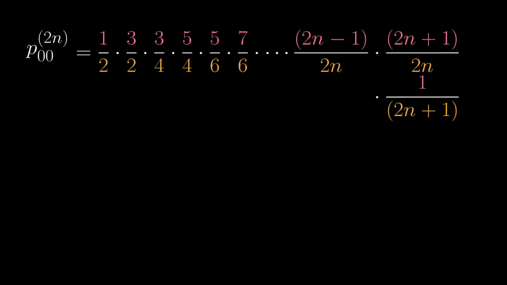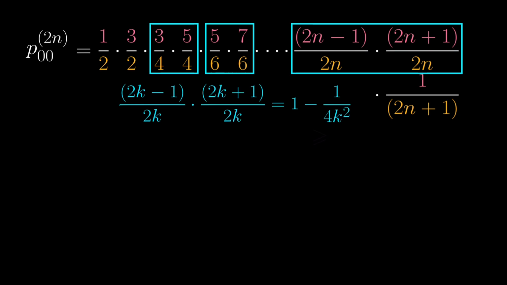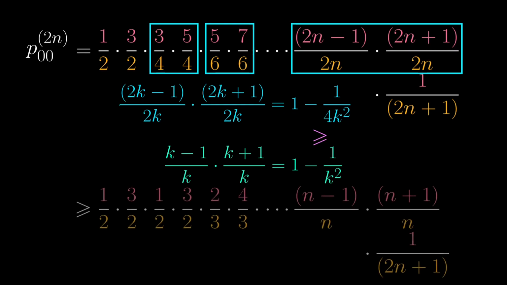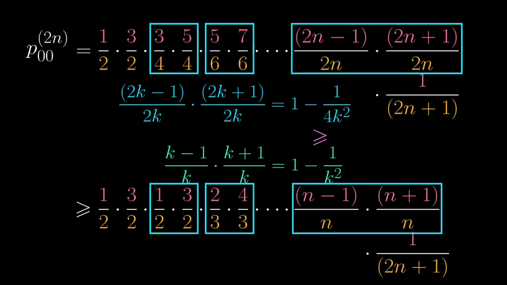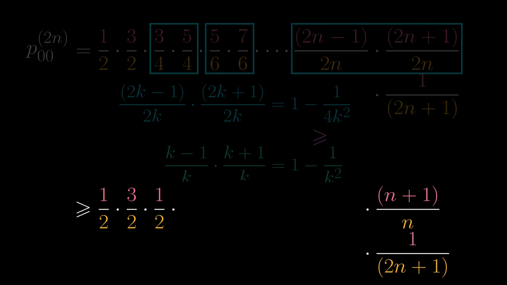Note that all of these pairs of fractions have this form, which amounts to 1 minus 1 over 4k squared. This is larger than 1 minus 1 over k squared because we have subtracted more from 1. Very similarly, we can express this in terms of a product of 2 fractions. So by replacing each pair of fractions by this form, we should get something smaller. The good thing about this is that these 2 fractions in the middle will cancel out, and so will all the other pairs, and we are only left with these 5 fractions in the end.